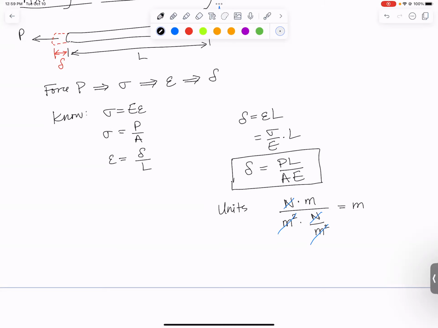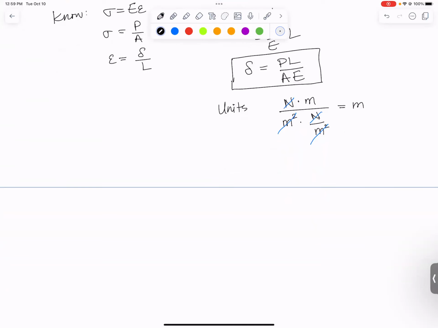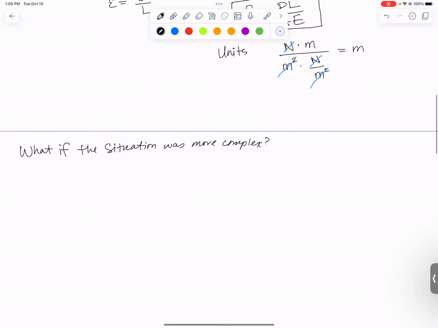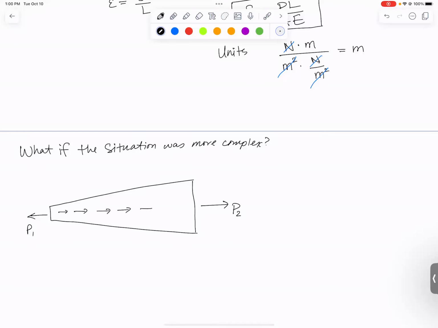Well, what if the situation were more complex? We're not going to solve a lot of more complex things, but what if the situation were more complex? Let me draw one version of more complex. What if instead of a uniform cylinder, we had something that changes width? And what if we had a force that changed with position? So maybe a P1 over here and a P2 over here with a distributed loading along the length. So something is causing an additional distributed load.